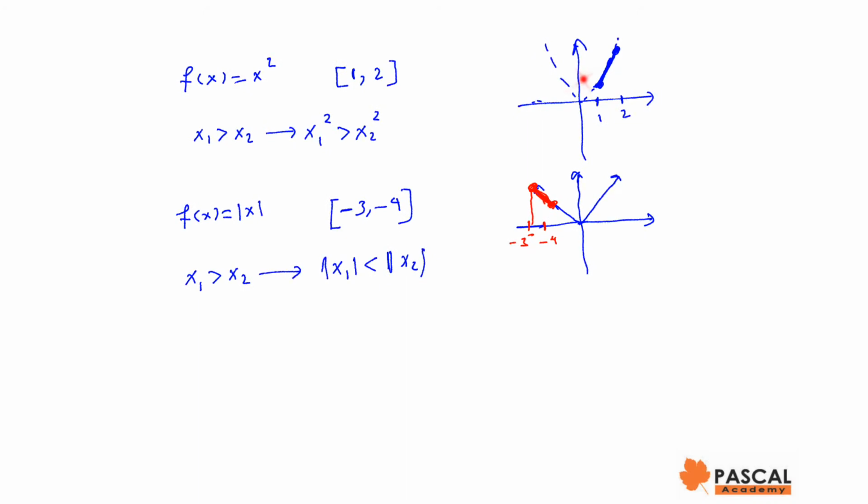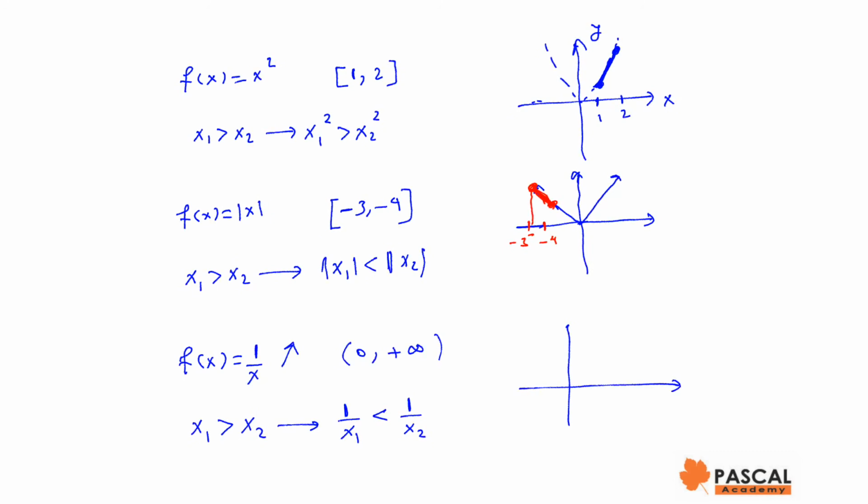f of x equals x squared is decreasing when x is smaller than 0, and it is increasing when x is greater than 0. Same statement is true for absolute value of x. f of x equals 1 over x is decreasing when x is bigger than 0. If x1 and x2 are two positive numbers and x1 is greater than x2, the reciprocal of x1 is smaller than the reciprocal of x2.